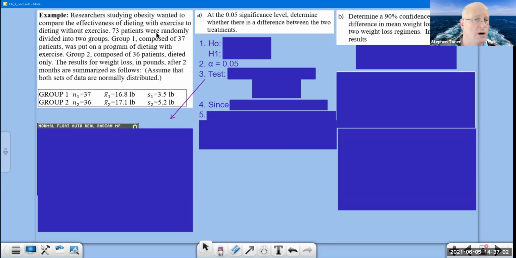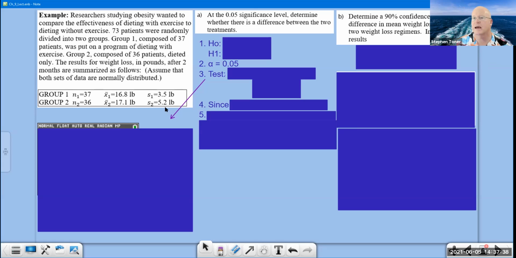Okay, group number 1, composed of 37 patients, was put on a program of dieting with exercise. And group number 2, composed of 36 patients, dieted only. The results for weight loss in pounds after 2 months are summarized below. So group 1, which dieted and exercised, lost about 16.8 pounds. Group 2, dieting only, lost about 17.1 pounds on the average. But notice the standard deviation was a little bit larger.